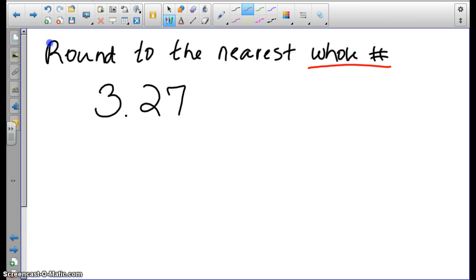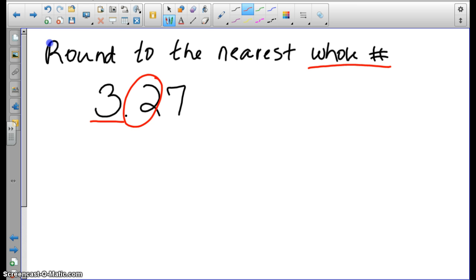If you can remember what I told you to do, it was to underline the whole number, or what you're rounding to, so that you can see that again. Okay, our whole number here is 3. It's the number to the left of the decimal. The next step after you underline what you're rounding to was to circle what you call the boss. They're called the boss because they're in control. They're going to tell you if you're going to round up or if you're going to stay the same.